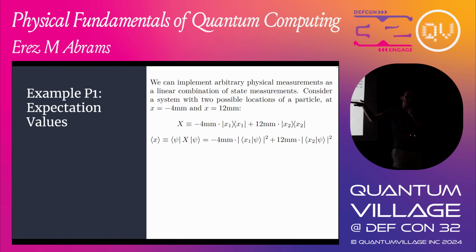So the expectation value of x under a state, which is the probabilistic definition of expectation value, right? It's the thing that we're measuring times the probability of measuring it, summed over all the possible measurements, right? We can calculate this by sandwiching capital X in this psi expectation value. So we get minus 4 millimeters times the probability of psi being in x1 plus 12 millimeters times the probability of psi being in x2. This is kind of a bit of a backwards derivation. I gave you an example and showed how it satisfies the properties that we want.